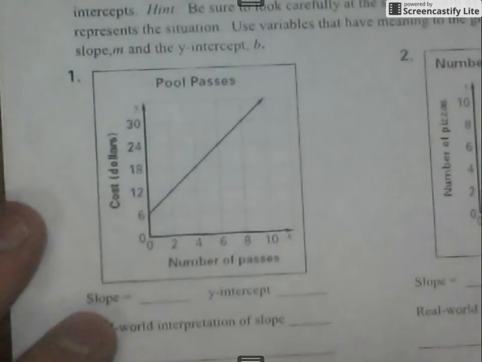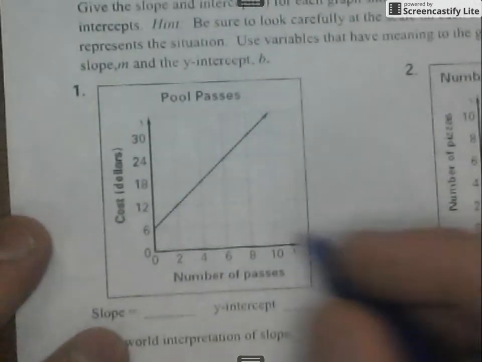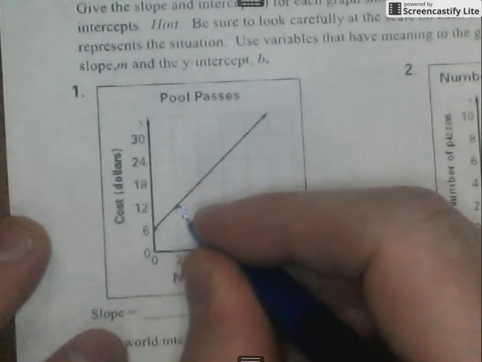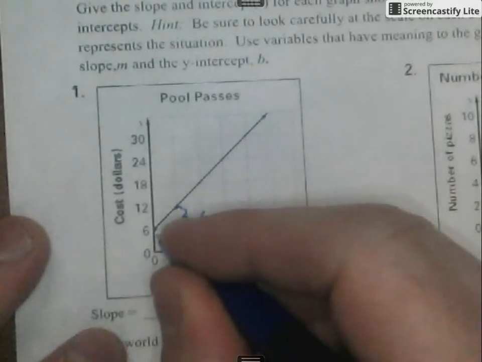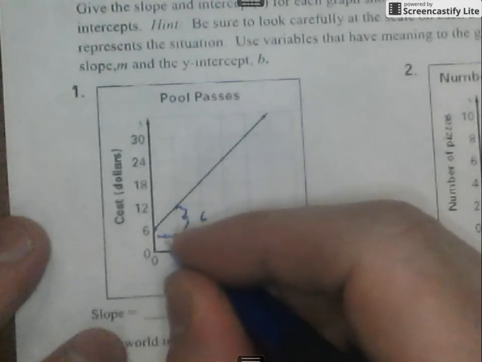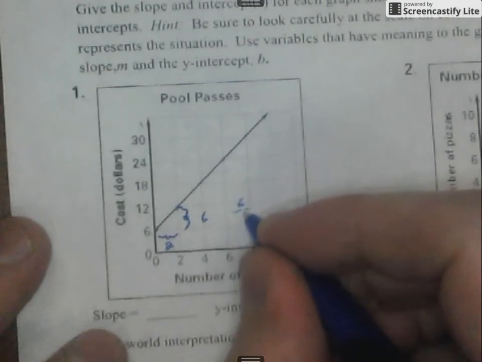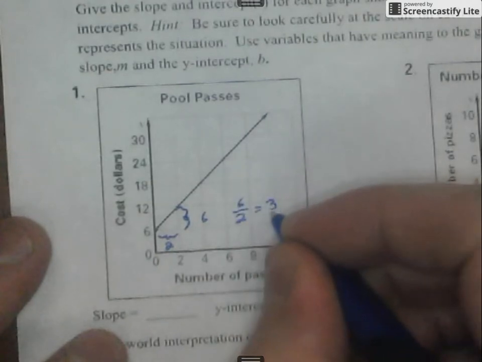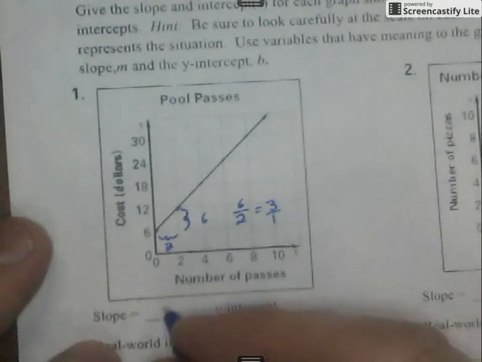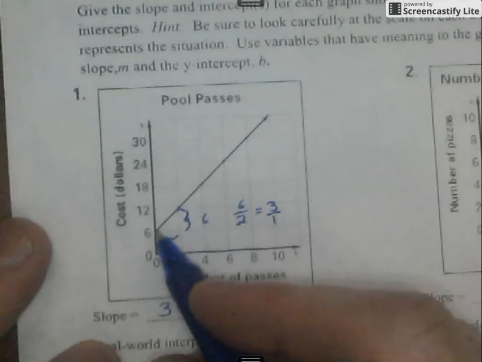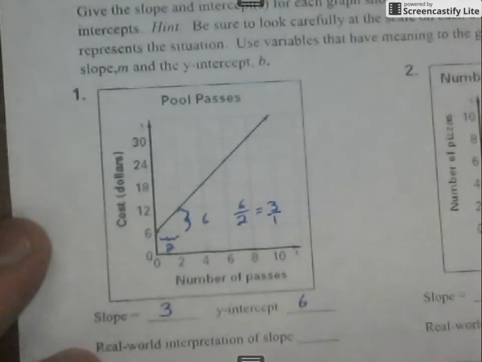The slope can be found by finding the change in y. So if I choose 2 points, I can find my slope. My change in y happens to be 6, and my change in x happens to be 2. My slope, therefore, is going to be rise over run, which is 6 over 2, or 3 over 1. And we can just say 3 for our slope. Our y-intercept is where it crosses the y-axis. In this case, it's 6. Putting these two together, I know my equation will be y equals 3x plus 6.